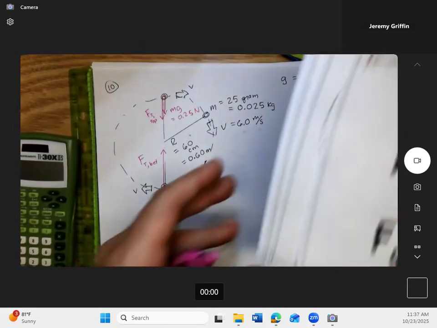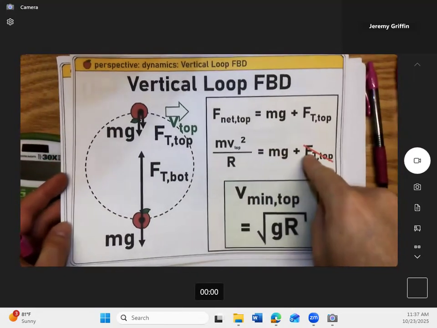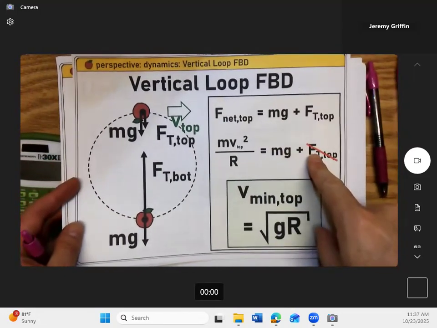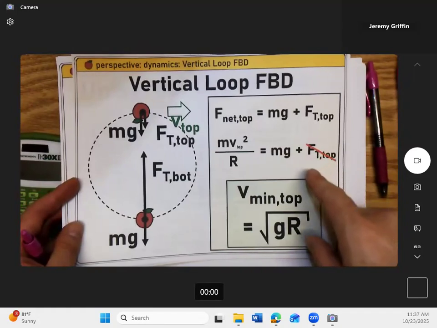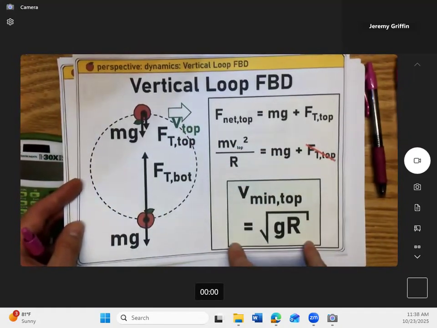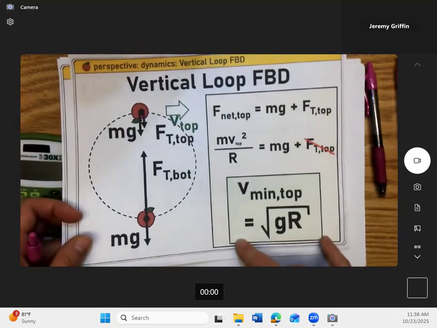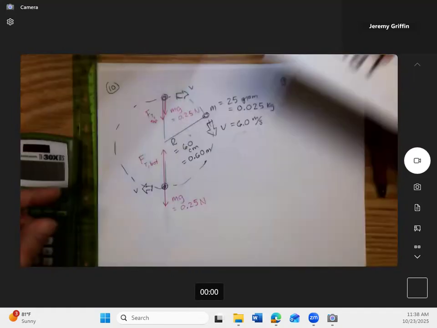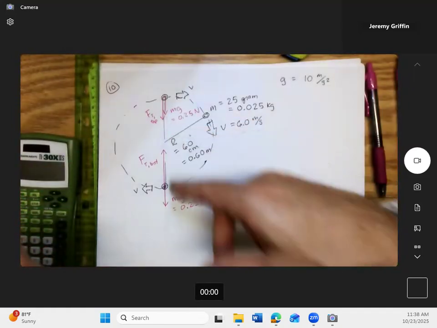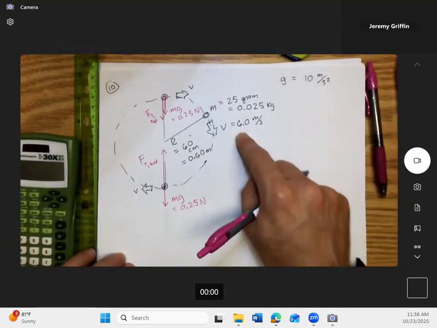Yeah. In fact, I have a poster for that. It's this one right here. If this tension goes to zero at the top, F T top is zero, then this would just barely get around the top. In fact, you could use that to calculate the minimum speed, which always works out to be this expression. Now, in this case, there is tension, I think, going around at this speed. This is pretty good speed.